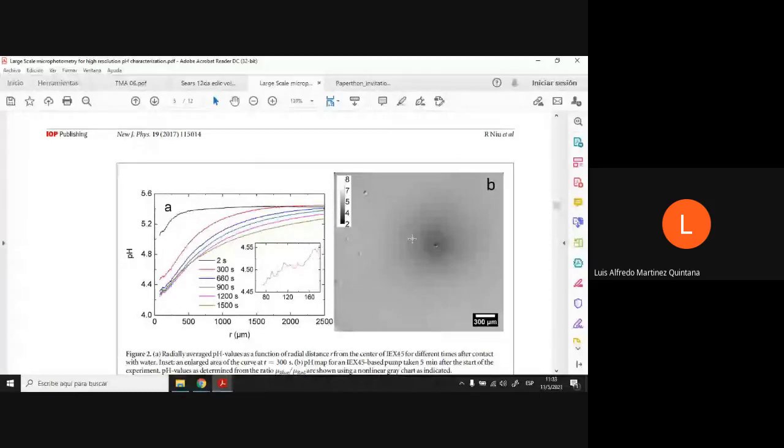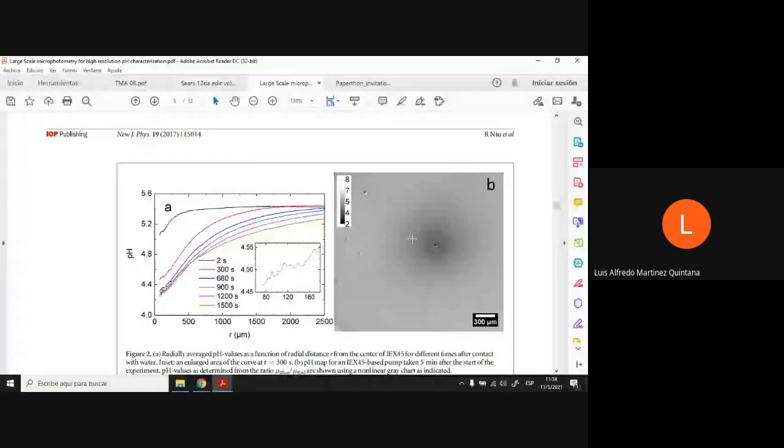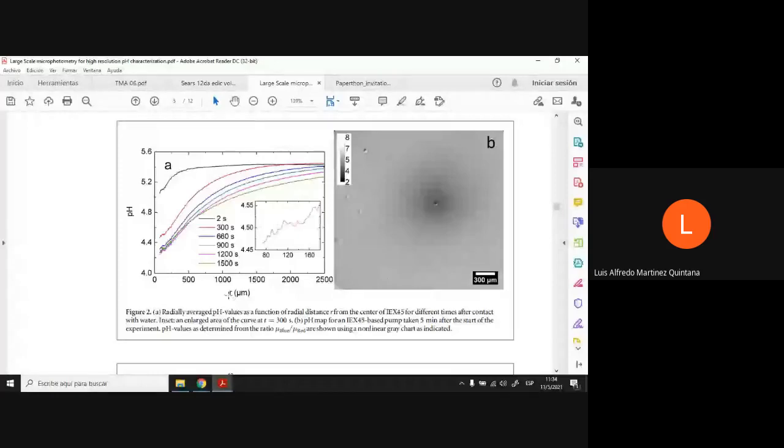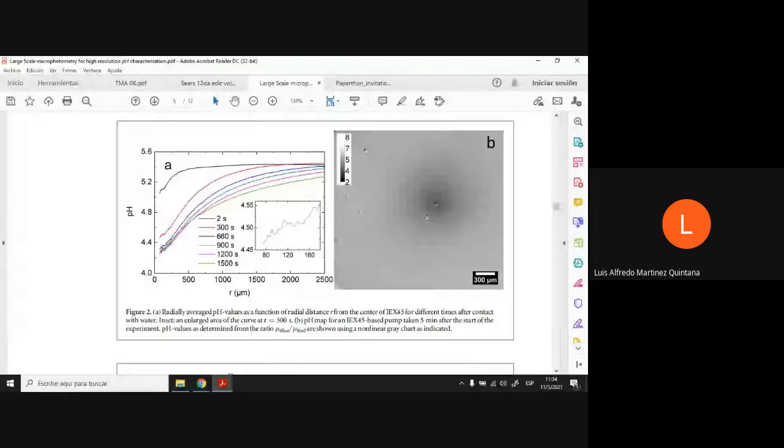measure the gradient of pH in the solution with the microfluidic pumping. And this result is plotted with pH versus ratio of the screen. In this figure, the gray colors indicate the values of the pH.